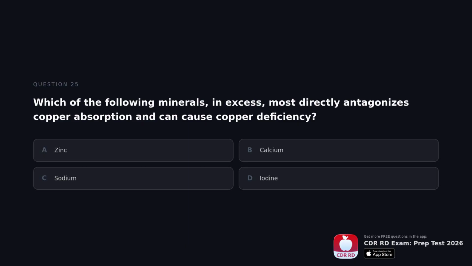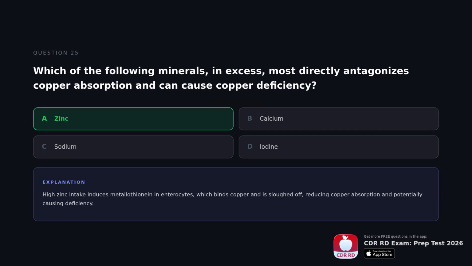A. Zinc. B. Calcium. C. Sodium. D. Iodine. The correct answer is zinc. High zinc intake induces metallothionein in enterocytes, which binds copper and is sloughed off, reducing copper absorption and potentially causing deficiency.